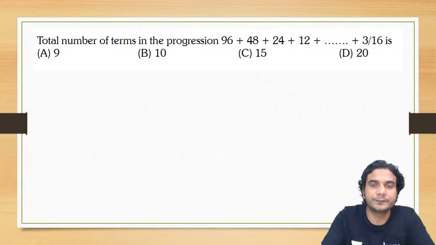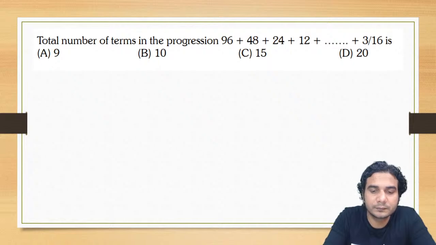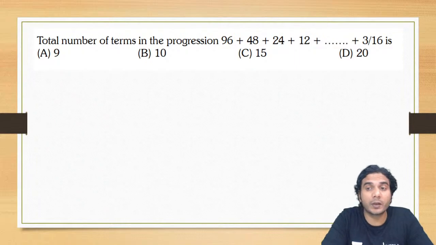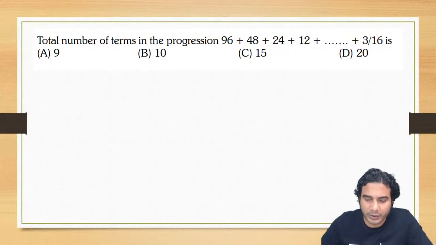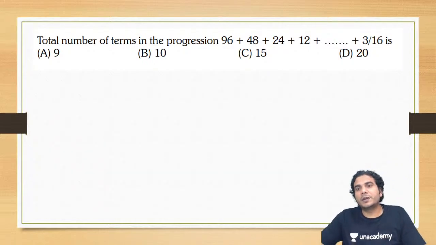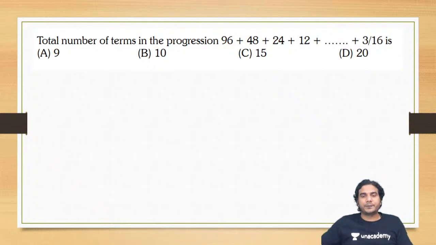Okay, try this. Find the total number of terms in the progression. The first term is given and the last term is given, and the common ratio you can also find. It's a similar question to the previous one. The last term was given in that also. Try this also.